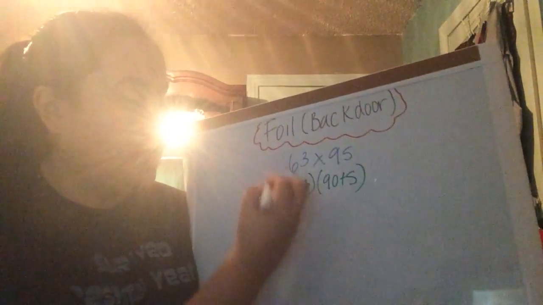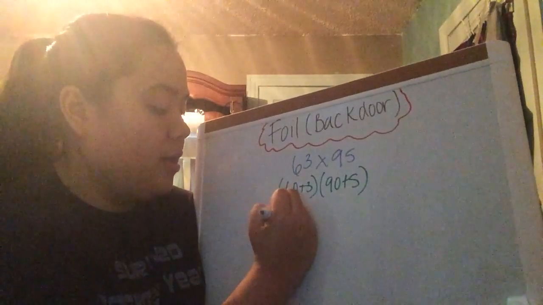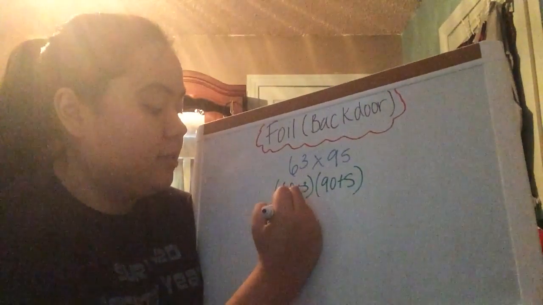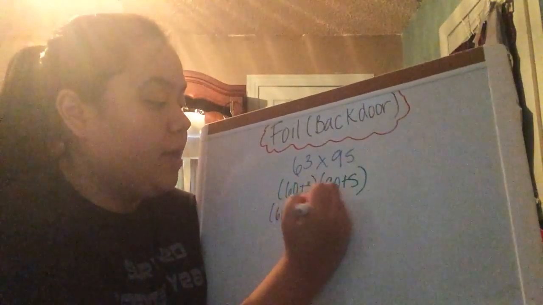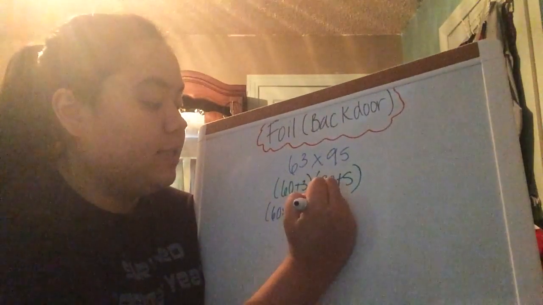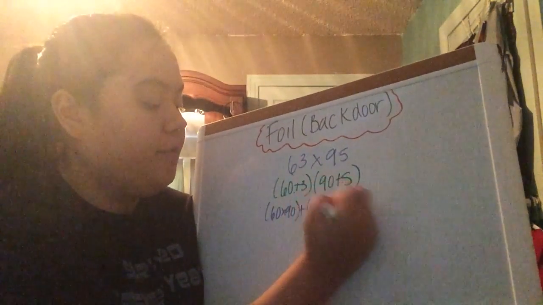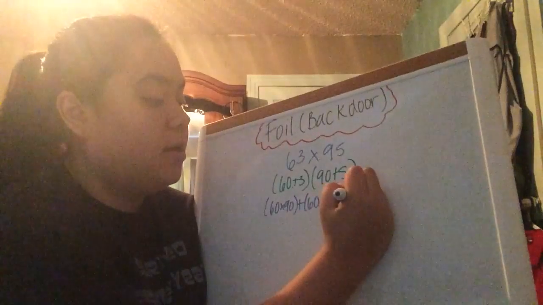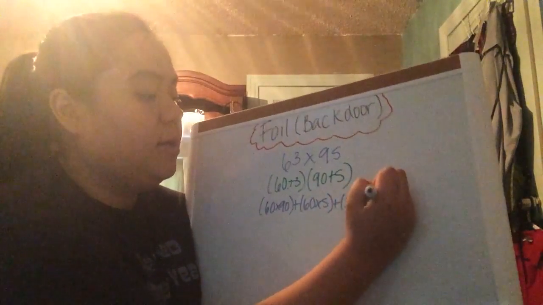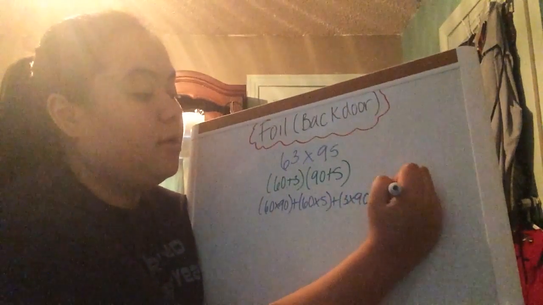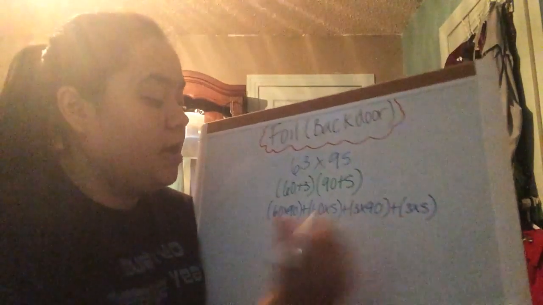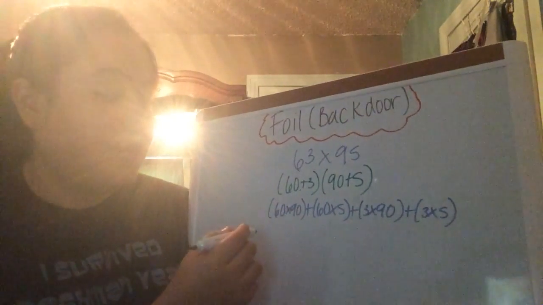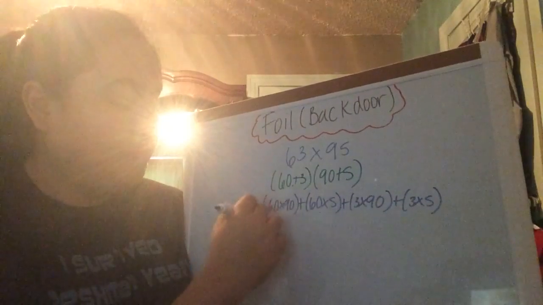So it's going to turn into 60 times 90 plus 60 times 5 plus 3 times 90, and then lastly 3 times 5. And now that you have that, you're going to find the sum for the product for each one.